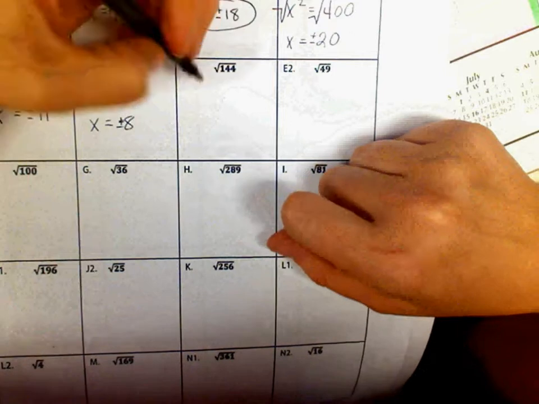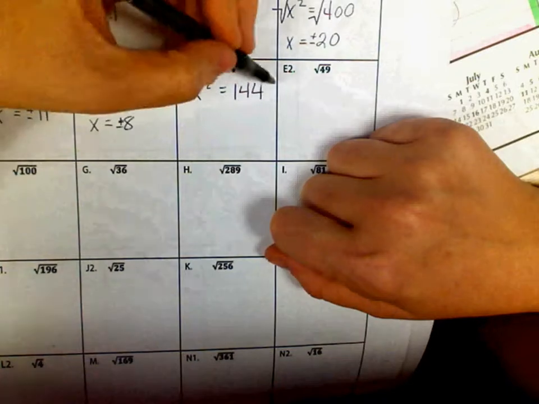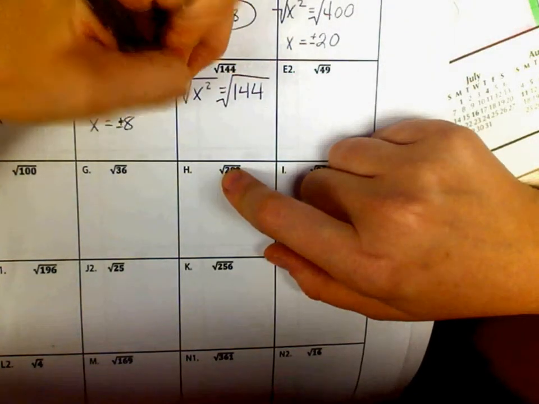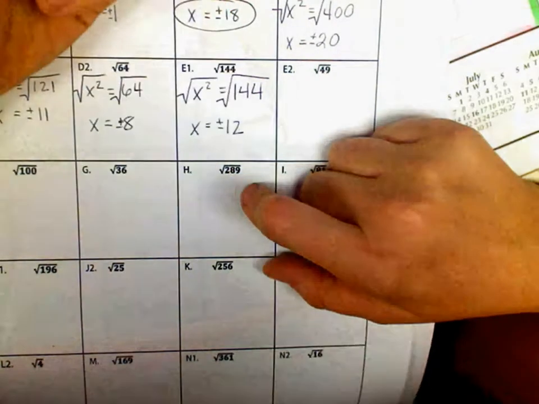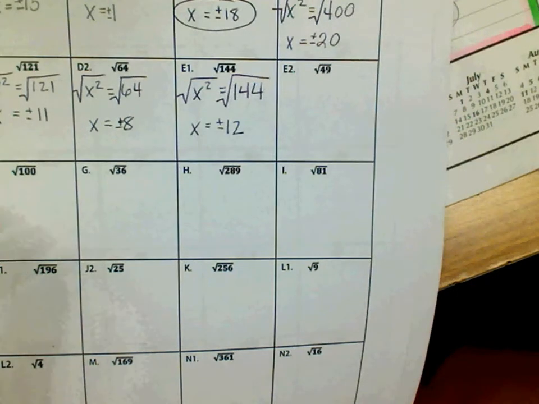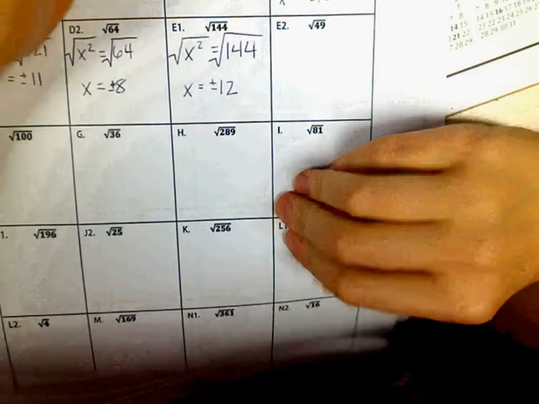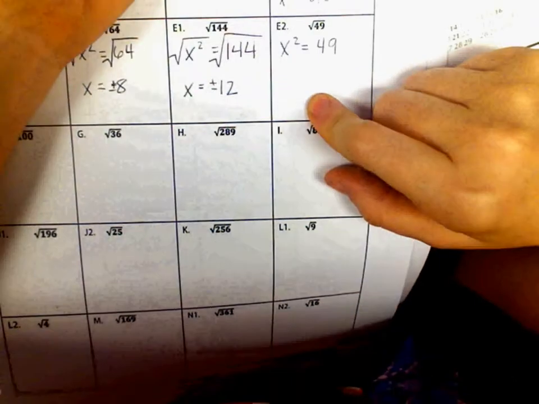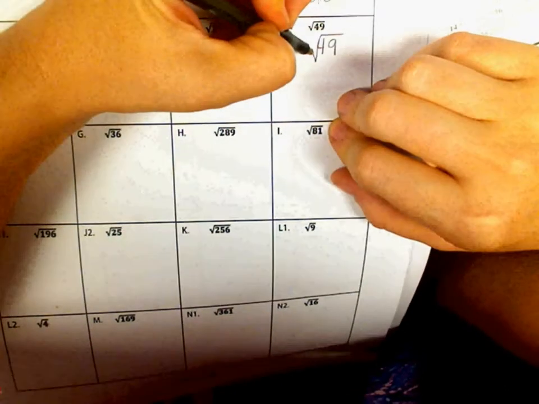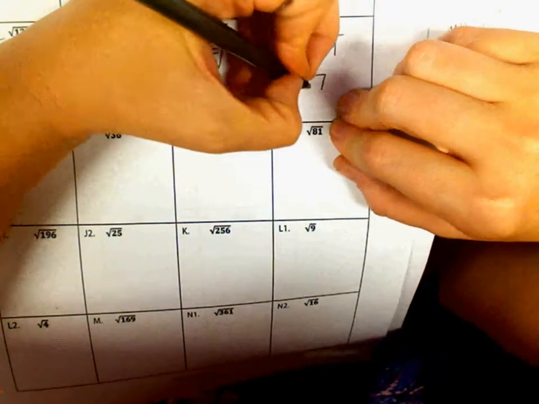Okay? 144. So a number squared equals 144. We want to find the square root. So that'll give us x equals positive or negative 12. Okay? 49. So a number squared equals 49. We want to find the square root of 49. So take the square root of both sides, and x equals positive or negative 7.